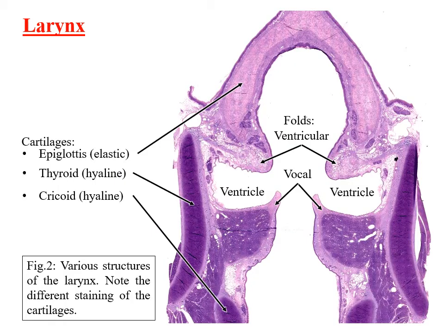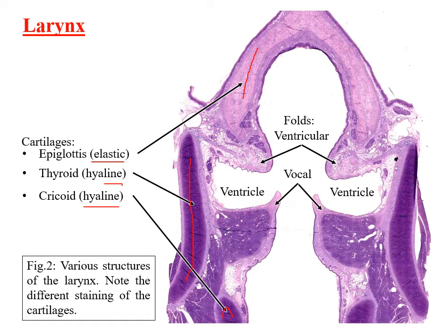Now we start with the larynx. This is a coronal view of the larynx. We can see cartilages of the larynx. This is the epiglottis. This is the thyroid cartilage. And here we have the cricoid cartilage. You see the staining of these cartilages differ because the thyroid and cricoid cartilages are hyaline, whereas the epiglottis is an elastic cartilage. That's why the staining is different.